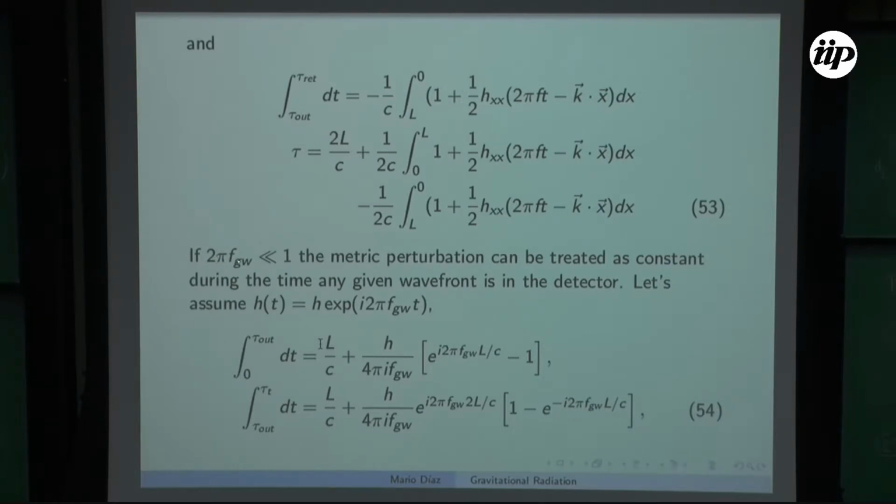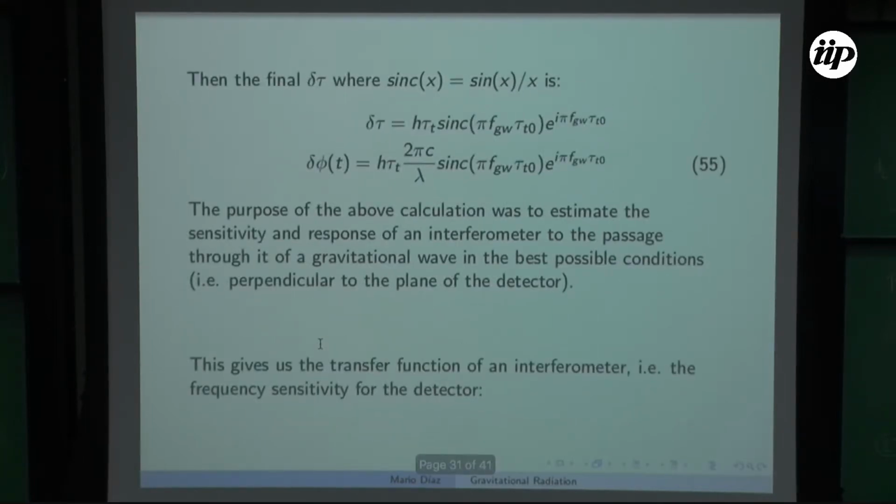And if the frequency of the wave is much smaller than 1 over the travel time, then the metric perturbation can be treated as constant during the time that the light spends in the detector. Otherwise, it's complicated. So if we assume that h of t is of this form, where this is the frequency of the wave, then we can do the calculations on both arms, and the final result is this.